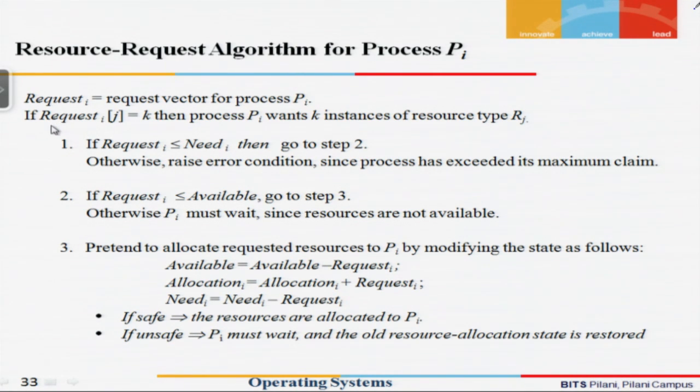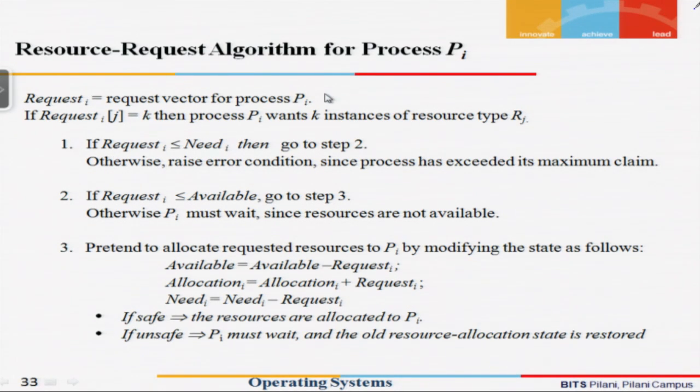So, Request_i[j] = k essentially means that process i wants k instances of resource type j. This is how the resource request algorithm for a process works.